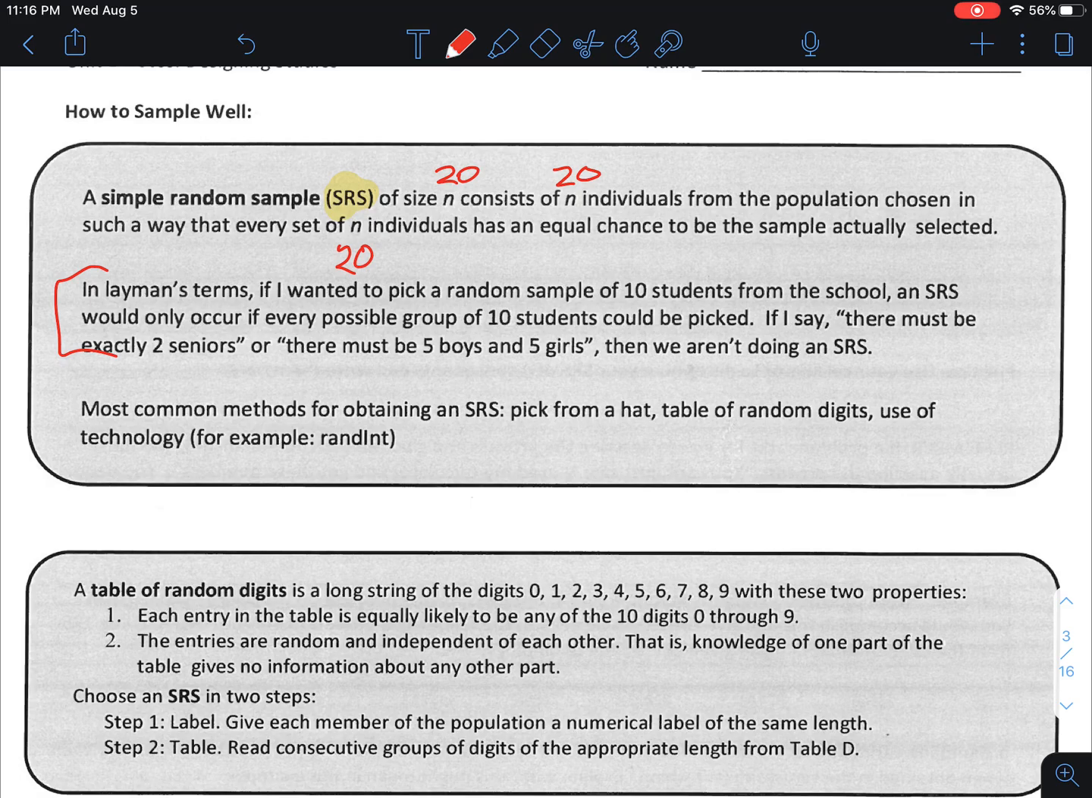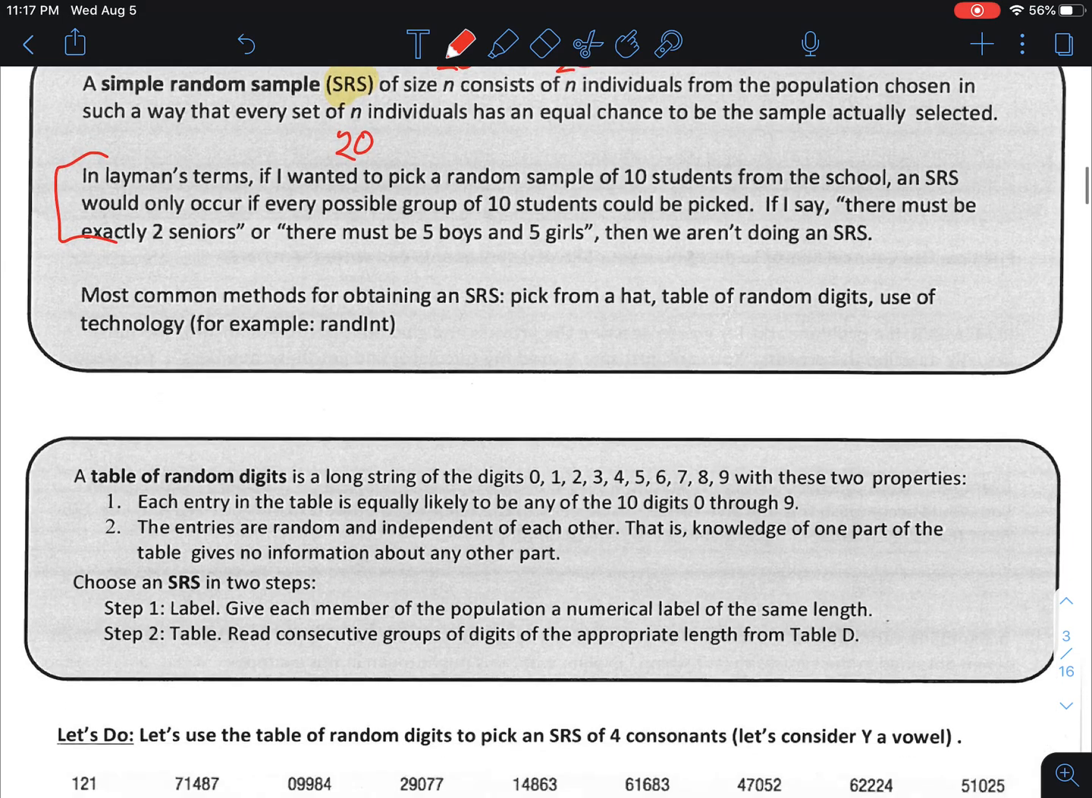Okay, and there's 3 usual methods we do this. The 3 methods we use for picking an SRS are: we pick from a hat, which is where we take, let's say there's 29 kids in a class, we put 1 through 29, or we put their names, but if we just label them 1 through 29, and then we pick the first 10 people, and number 1 might be Susie, and number 5 might be Tom, and those are the 2 people, and then we can go from there. Table of random digits, which I'll explain in a second, and then use of technology, which I'll explain in a second, which is using a feature called randint, or random integer, okay? All right, so we'll talk about the 3 of those.